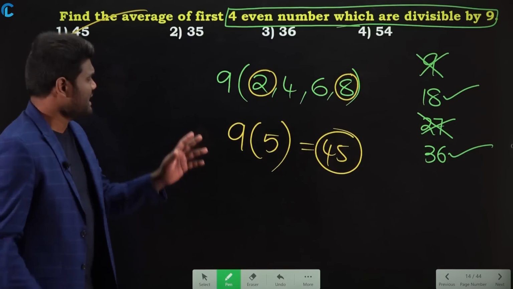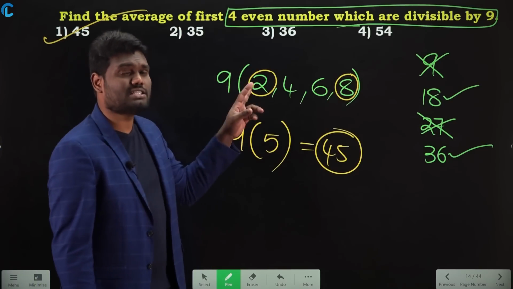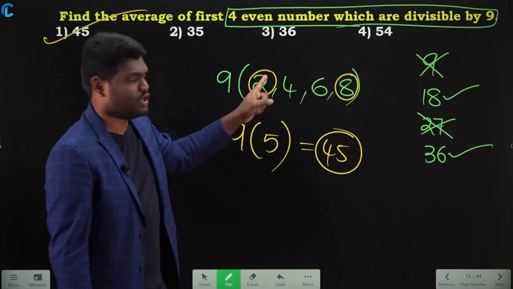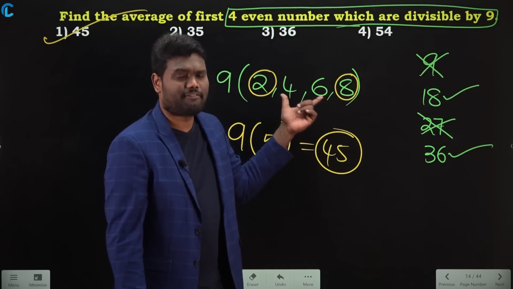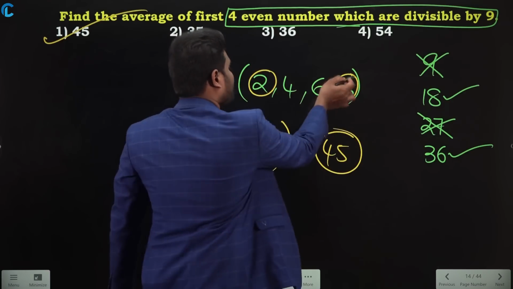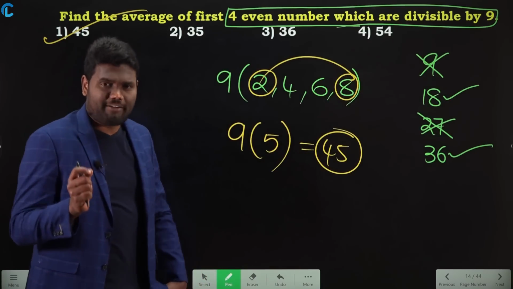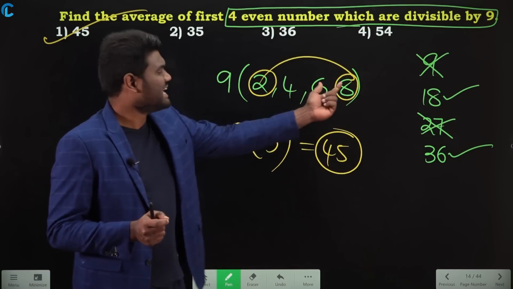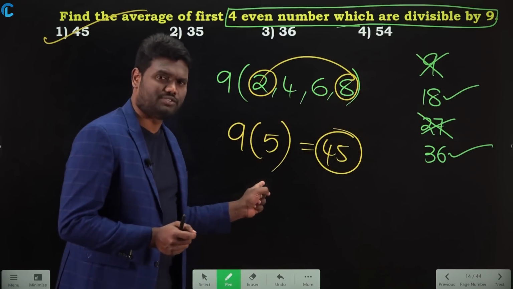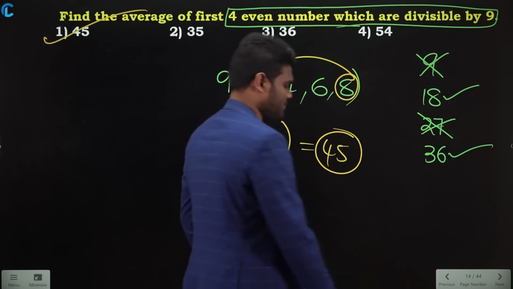Very simple question. Just what I have done is, I take 9 common, as the question is about divisible by 9, and they are 4 even numbers. So 2, 4, 6, 8. These are the first 4 even numbers. And in this question, you are asked to calculate the average for 8 and 2. That is, the highest number is 8, the lowest number is 2. The average of 8 and 2 is nothing but 5. So that is highest number plus lowest number by 2. 8 plus 2 is 10. 10 by 2 is 5. Now it is 9 into 5. So 9 into 5 is nothing but 45.